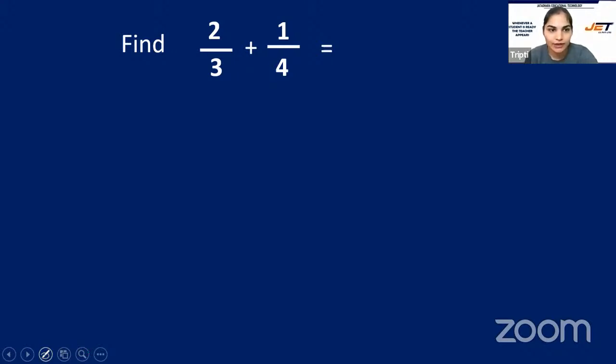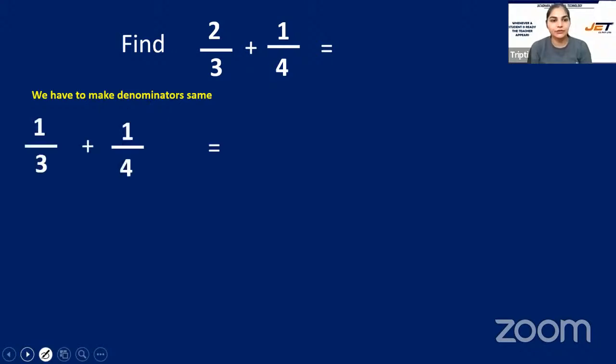2 by 3 plus 1 by 4. Here, the denominators are different. So to make the denominator same, what do we need to do? We need to multiply the first fraction with the denominator of the second fraction and the second fraction with the denominator of the first fraction.